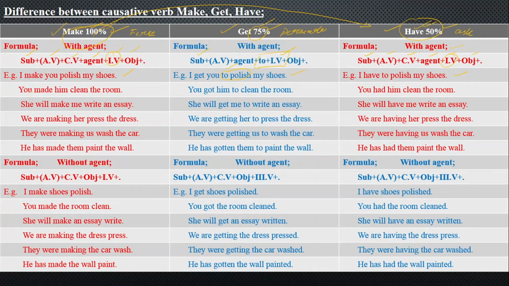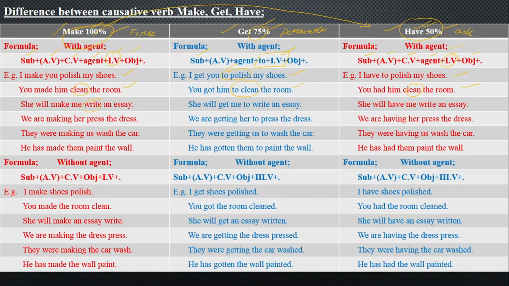Now, you made him clean the room. You had him clean the room. Here we have used the first form of the verb, and here also the first form of the verb. Whereas in causative verb get we use to plus first form: you got him to clean the room. Next we have: she will make me write an essay.